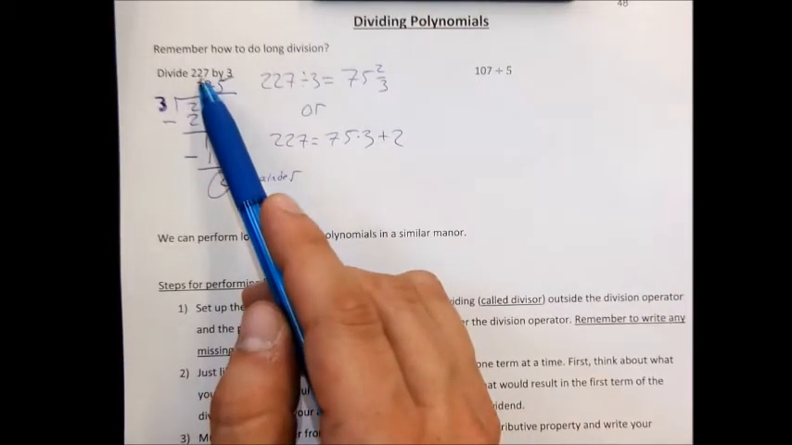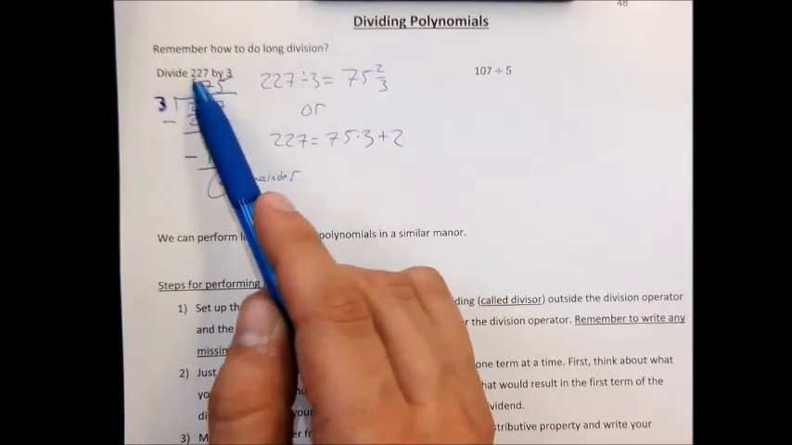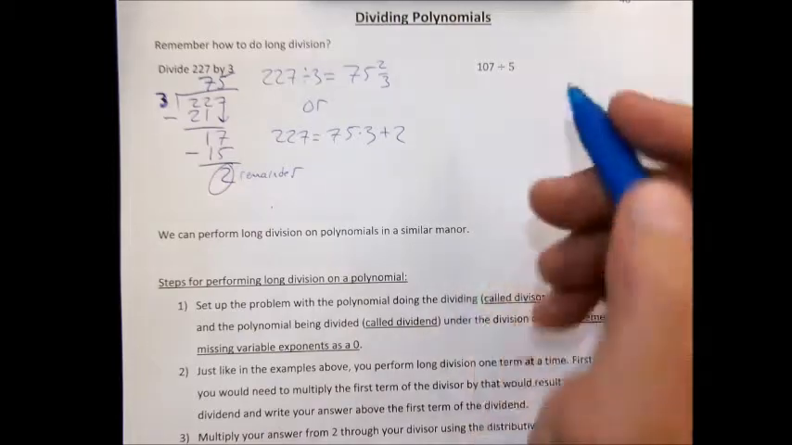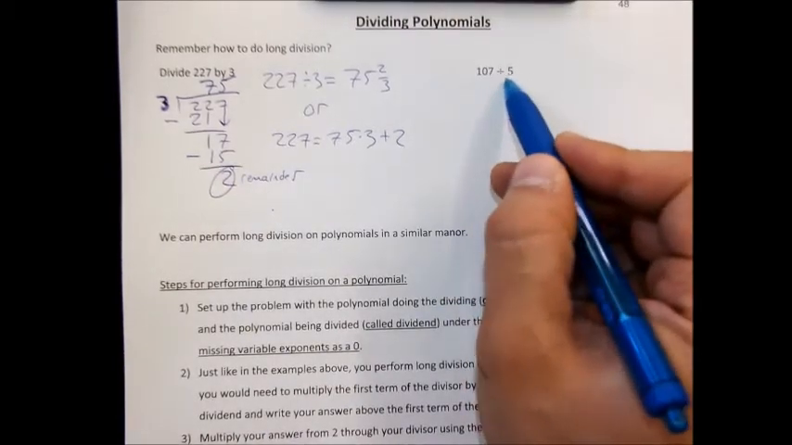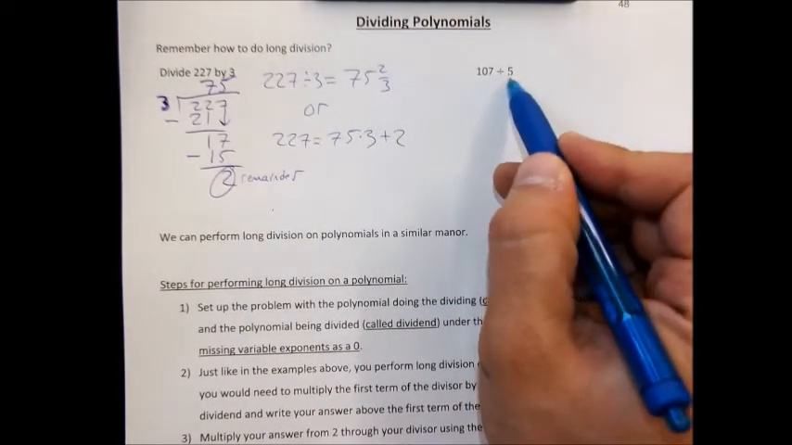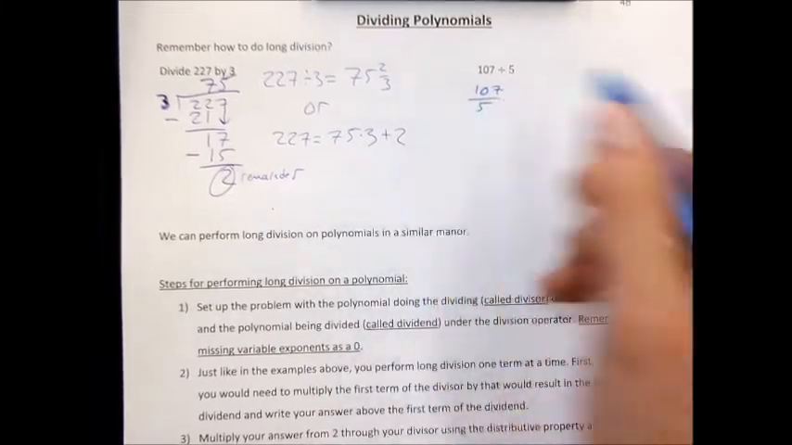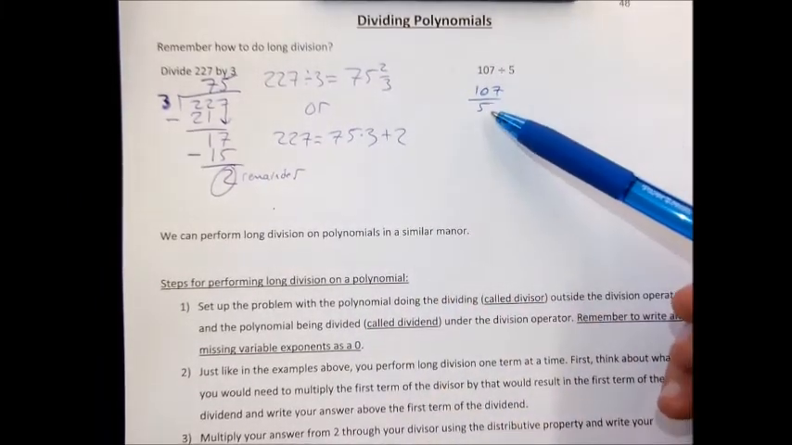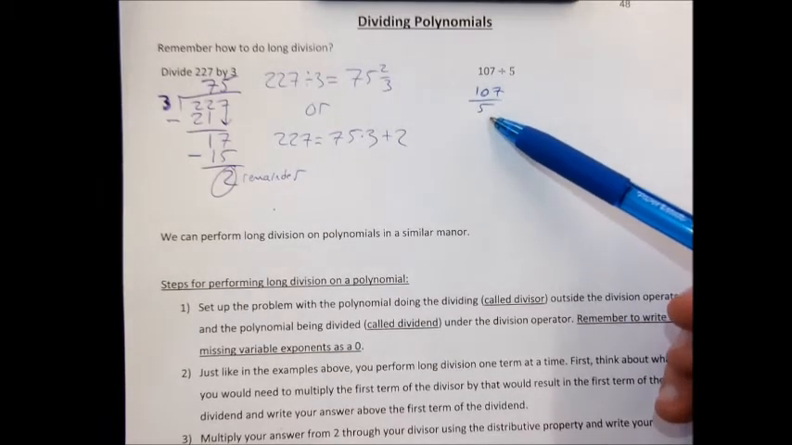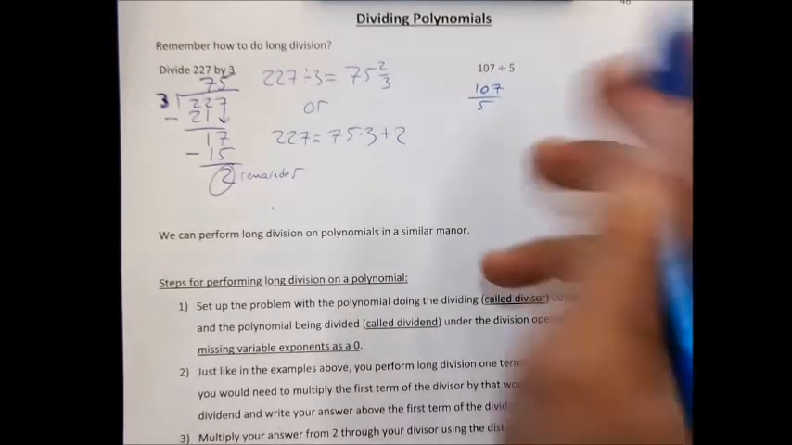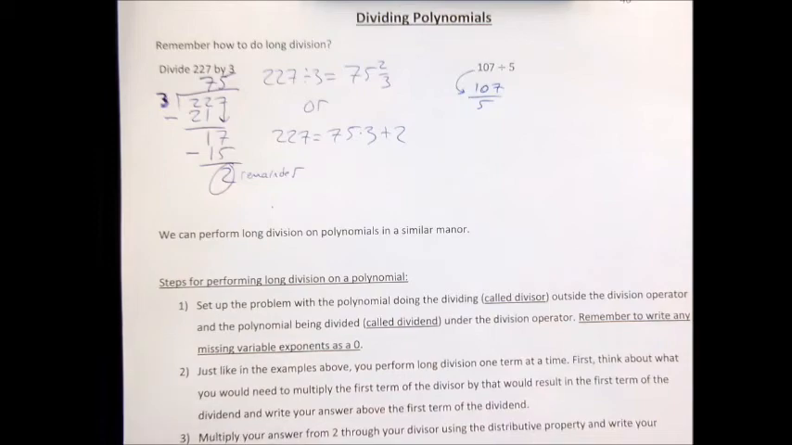So this is one way we could write this, divide 227 by 3. We could also write a division problem like this, right? 107 divided by 5. You could also write it like this, just to be clear. 107 divided by 5 is also that fraction. And so that's another way to think about it. Just kind of getting you familiar with some of those notations, right? That's an alternative way to write that.